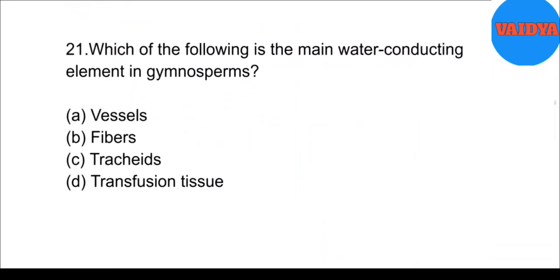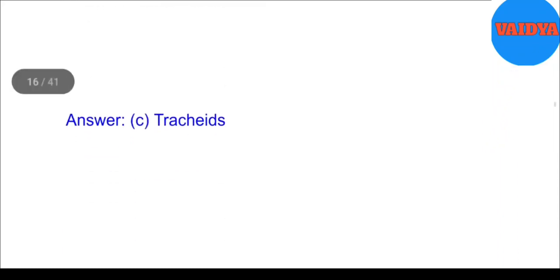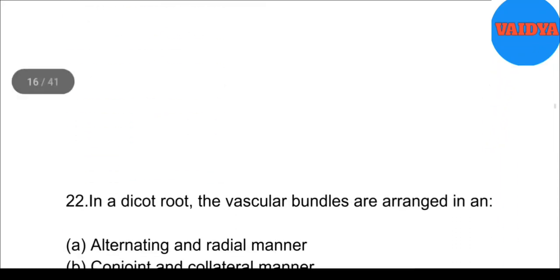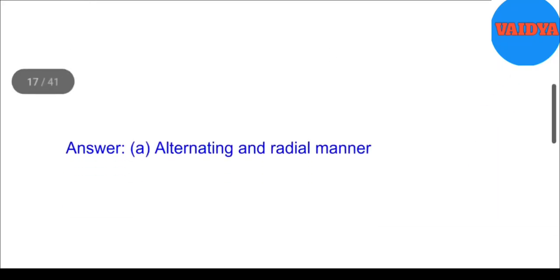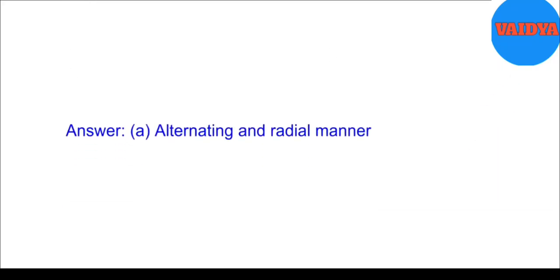21. Which of the following is the main water conducting element in gymnosperms? A. Vessels. B. Fibers. C. Tracheids. D. Transfusion tissue. Answer. C. Tracheids. 22. In a dicot root, the vascular bundles are arranged in A. Alternating in radial manner. B. Conjoint in collateral manner. C. Alternating in conjoint manner. D. Radial and collateral manner. Answer. A. Alternating in radial manner.